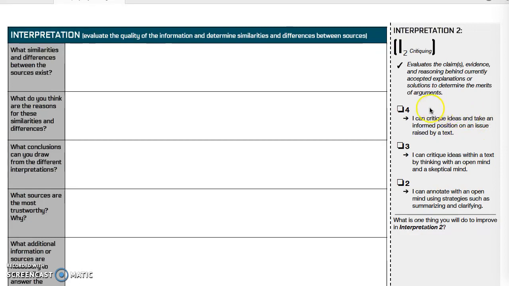Above grade level is critiquing ideas and taking an informed position on an issue raised by a text. So level 4 is a step higher. It's basically you reading a text, and then from the text you will be able to develop your own opinion based on your ability to critique the ideas in the text.